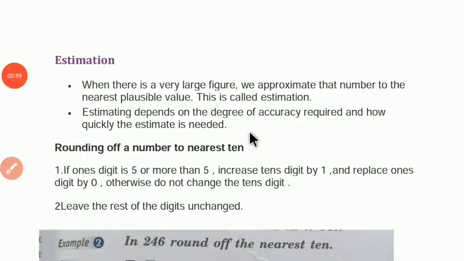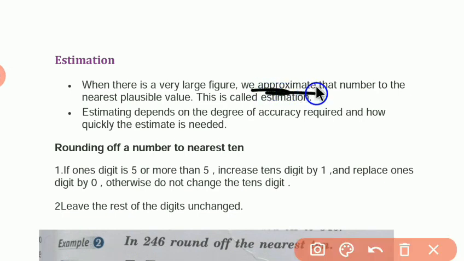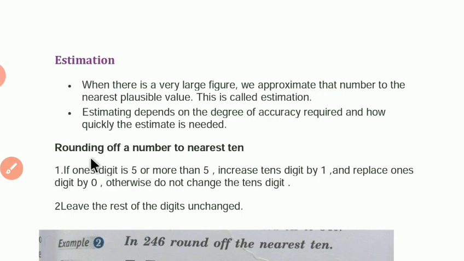So what is estimation? Estimation means that we do not want to give the exact value, but we will give the approximate value. First we will see rounding of a number to the nearest 10. How to round off a number to the nearest tens place? There are some rules.